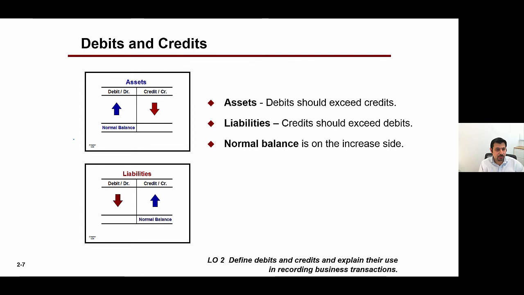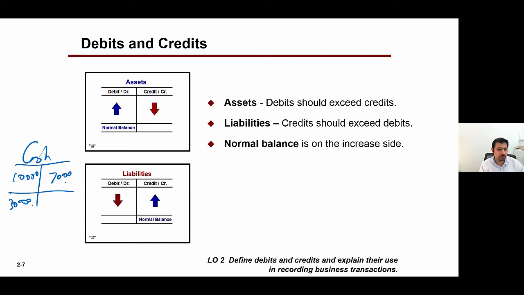What do we mean by that? If the account increases, as you remember in the cash example, we had cash. Let's say that we have 10,000, and then it was credited 7,000. The balance here will be 3,000 for cash, and if cash increases, it will be debited. This is why the normal balance is always on the increase side of the account.